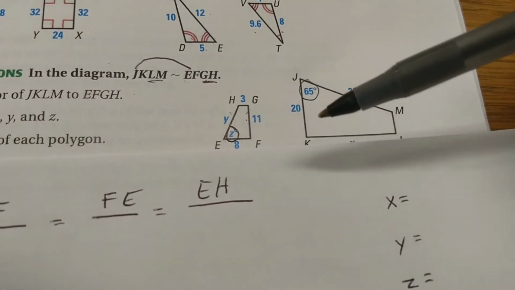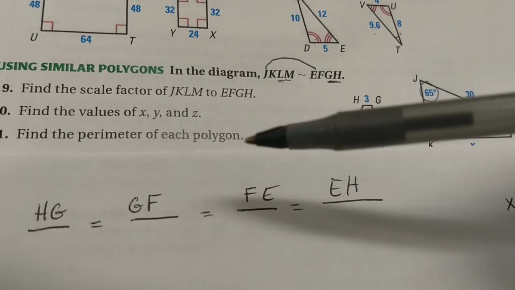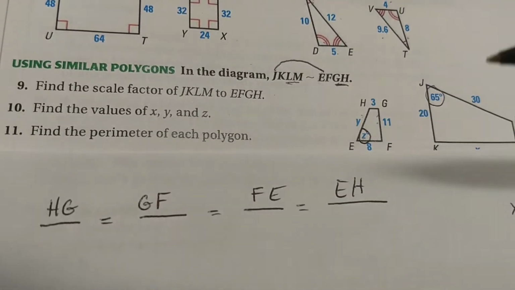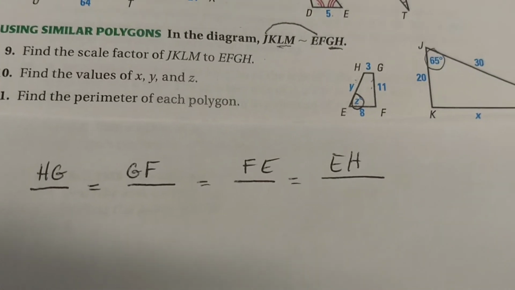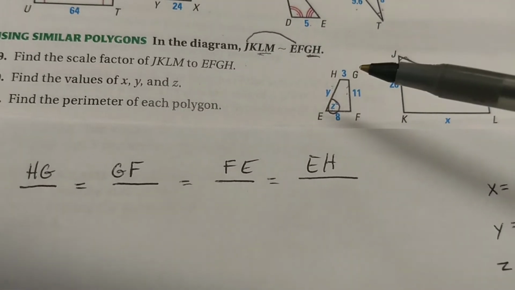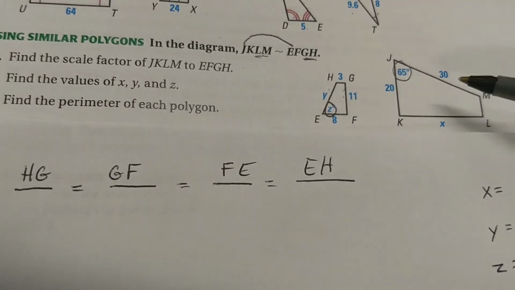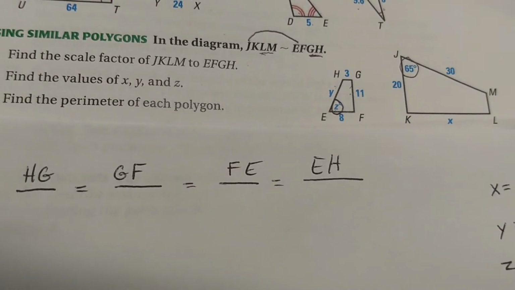We've got x, y, and z. And then the last one we're going to kind of talk about, but not actually fully complete it, find the perimeter of each polygon. Okay, so the first thing, finding the scale factor, we have to recognize the scale factor comes from looking at corresponding parts between these two. Whatever that ratio is, that's your scale factor.